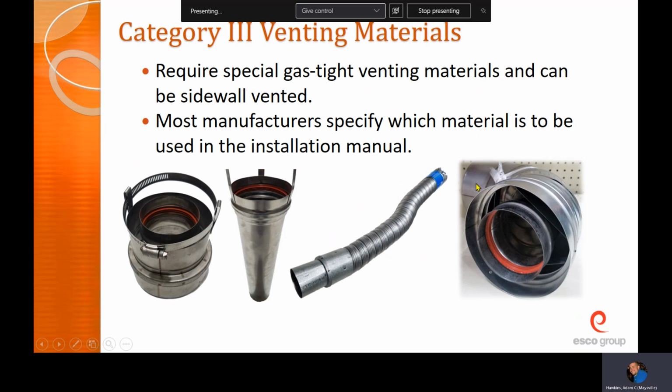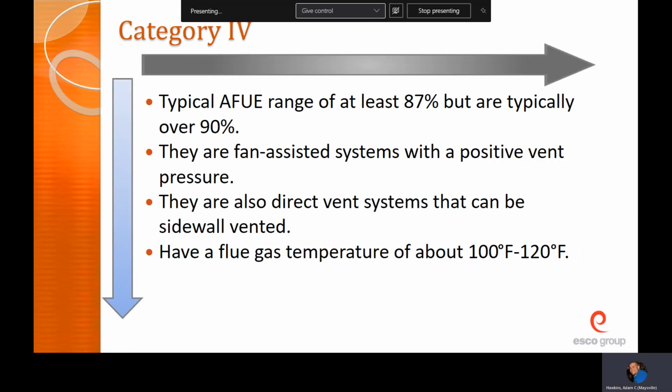Venting materials they're using. All right, category 4. So here's where we get into our high efficiency stuff. Up until this point, probably more category 1 and category 4 stuff is what you're going to see. Category 4, this is what we're going to call 90 plus.